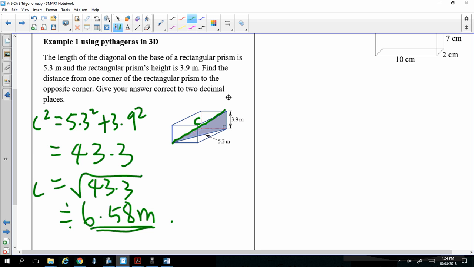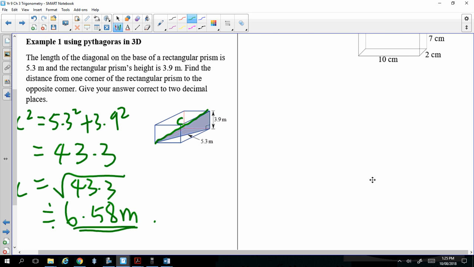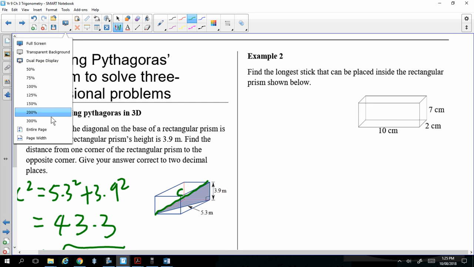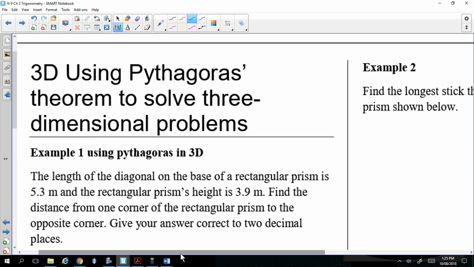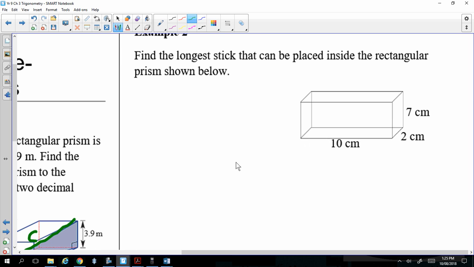Are you ready for example 2? Okay, let's go through this. It's actually quite easy. Watch this, I will show you. The longest stick, as I said before, is the line connecting one corner to the opposite corner. That's the longest stick, right? Now to find this, I need to find the other side. Find this side first. Let's find A.